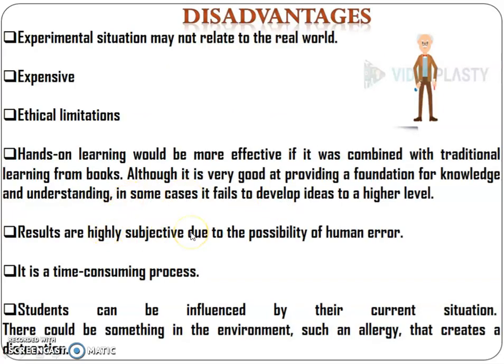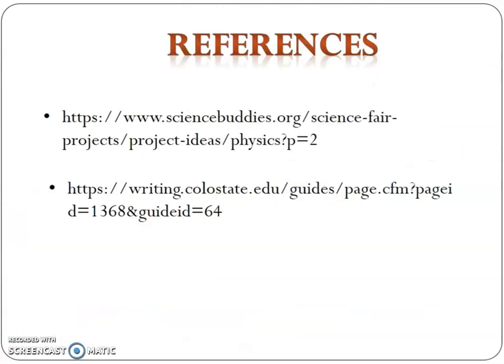Here the results are highly subjective due to the possibility of human error. It is a time-consuming process because a lot of manual work is involved, and students can be influenced by their current situation. There could be something in the environment, such as an allergy, that creates a distraction in the experiment and that can affect the way the experiment works.